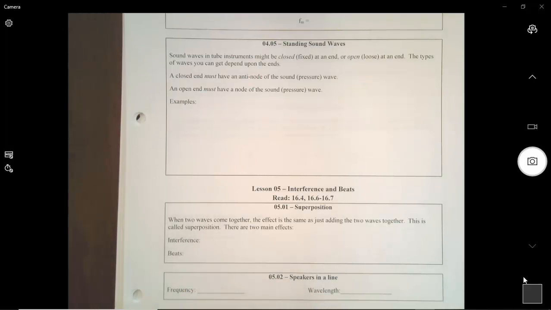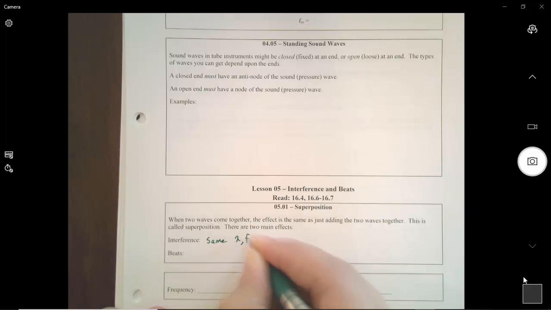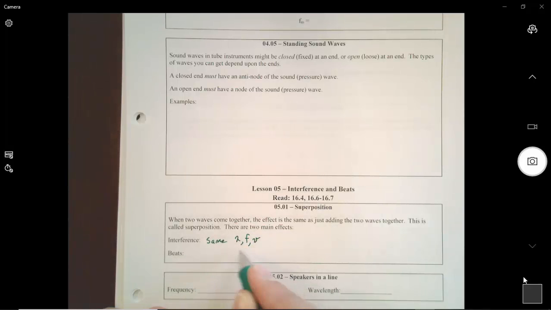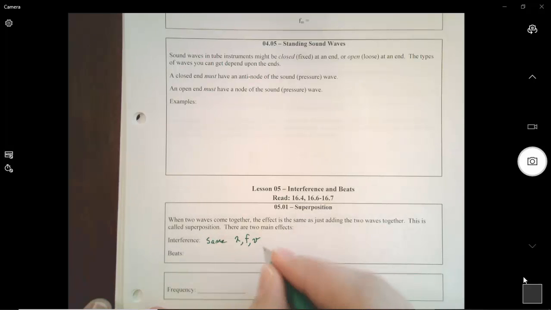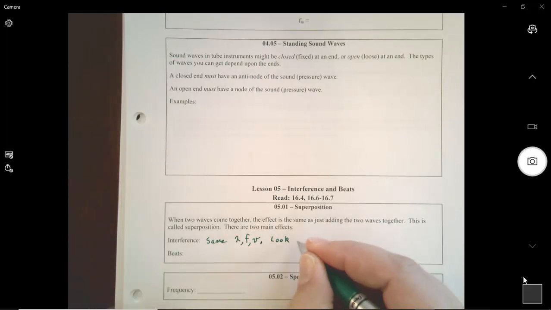Interference is generally what happens when you have two waves of the same wavelength, frequency, speed. Of course, these are all related, right? So if you have two of them, then you get the other one. And you're looking at two different points in space.